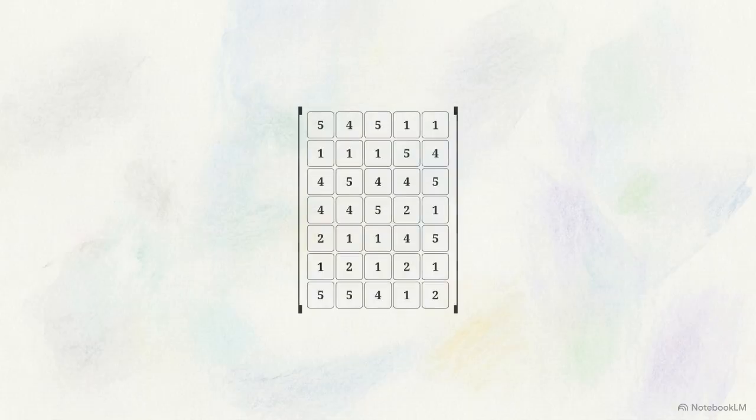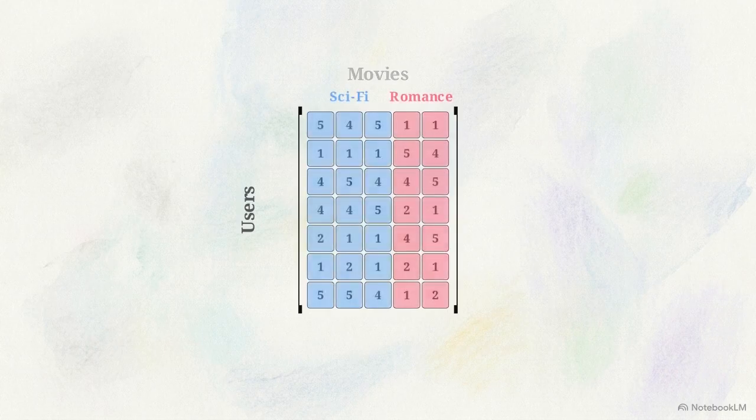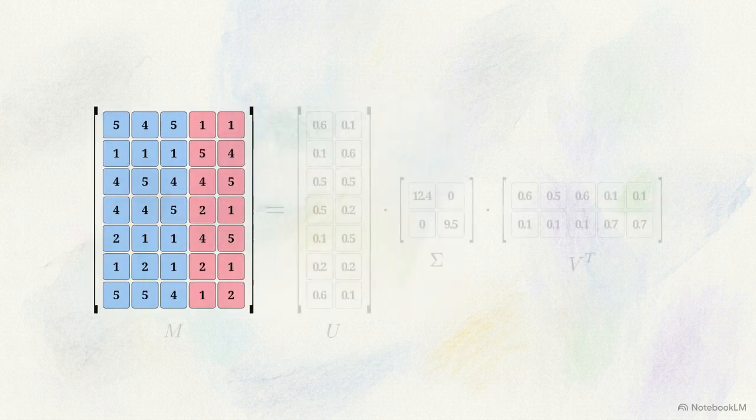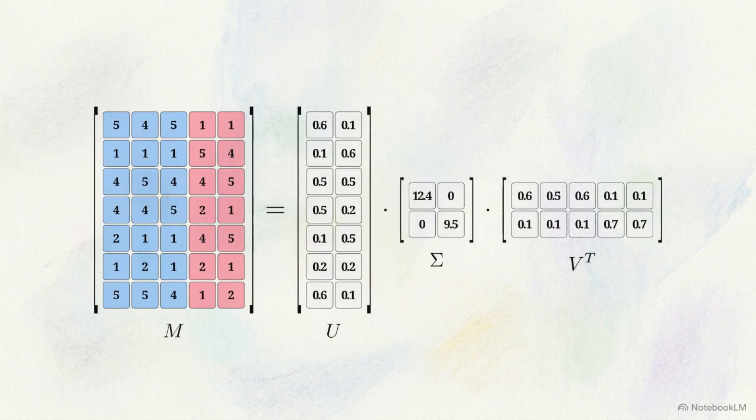This diagram shows a heavily simplified, dense utility matrix. We have 7 users in the rows and 5 movies in the columns. Woven into this data are 2 underlying genres, science fiction in blue and romance in red. SVD factors this original matrix, called M, into the product of 3 component matrices, U, sigma, and V transpose.